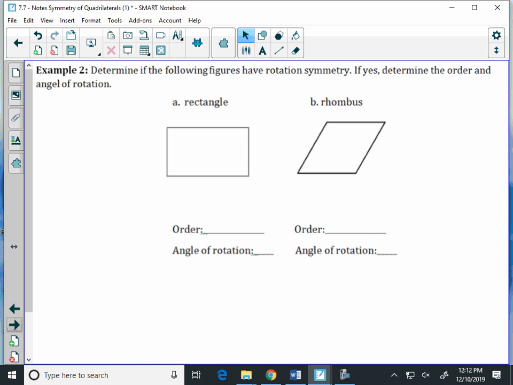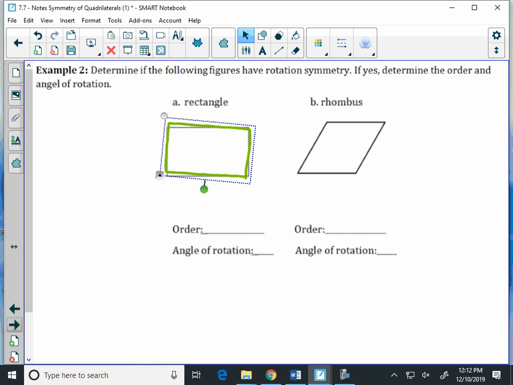So now we're going to talk about rotational symmetry. With rotational symmetry, that's how many times we can rotate a figure and it maps onto itself. We're rotating about the fixed point at the center of the figure. So how many times do you think we can turn a rectangle and it maps onto itself? Twice, right?